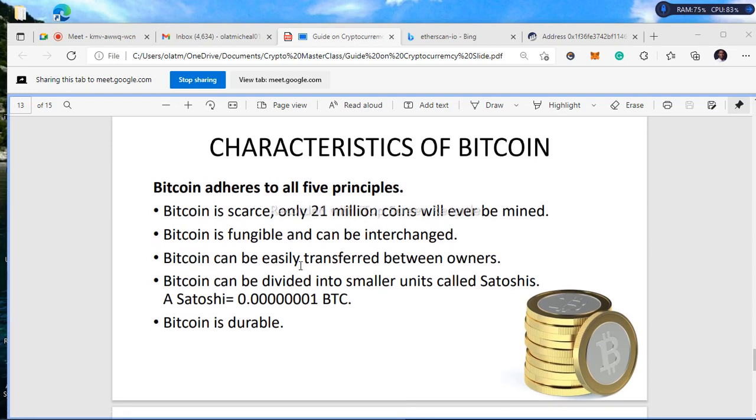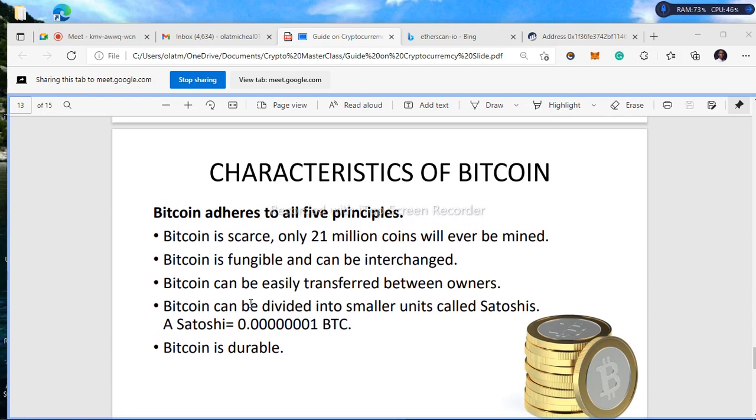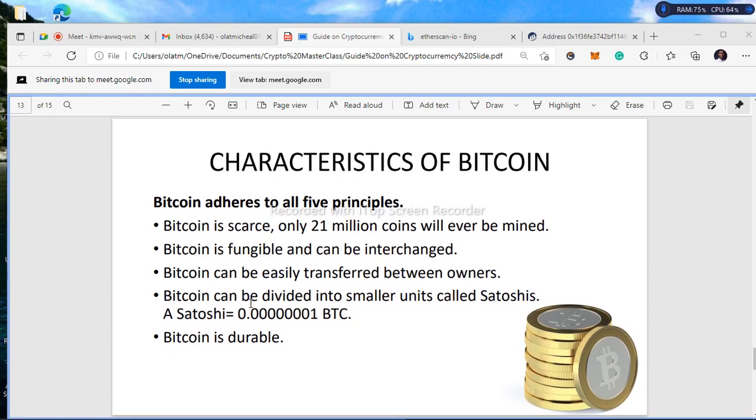Now, Bitcoin can easily be transferred between owners. I can send from my account to your account, or to any other person I wish to send to. And Bitcoin can be divided into smaller units called Satoshi, just like the name of the founder, Satoshi Nakamoto. So a unit of Bitcoin is what? One Satoshi, and that is 0.00000001 BTC. That's about 8 decimal places. So Bitcoin is also durable. These characteristics made Bitcoin a form of money that can be easily accepted and used.